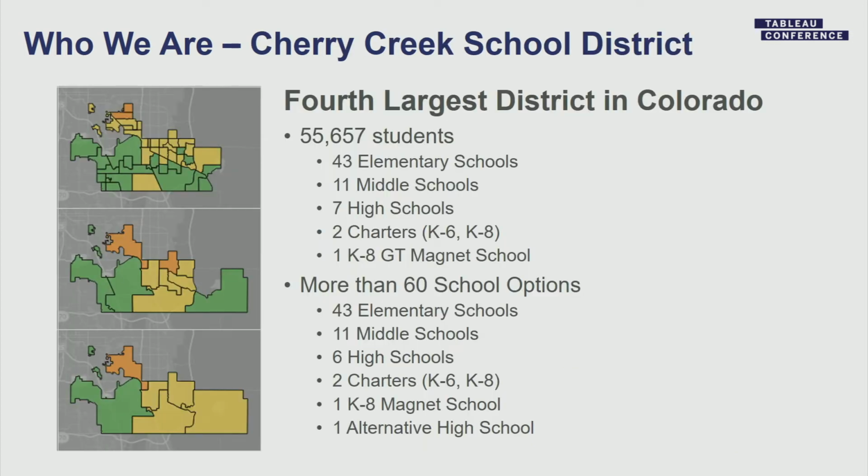Okay. So who we are as a district, we're the fourth largest school district. Cherry Creek Schools is the fourth largest school district in Colorado, with a little over 55,000 students. We have about 60 schools, and we have different school options. We added a charter last year. We're actually in the process of reviewing another charter school application this year. We do have a K-8 magnet, and then we have one alternative high school. It helps our students graduate if they're not doing so well in their neighborhood schools.